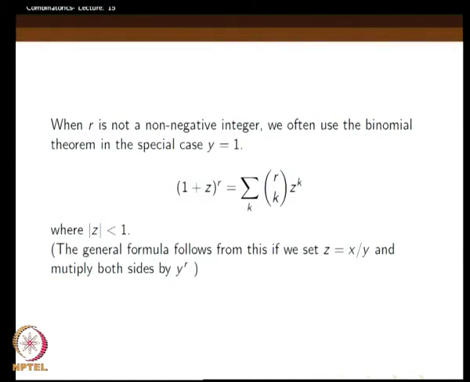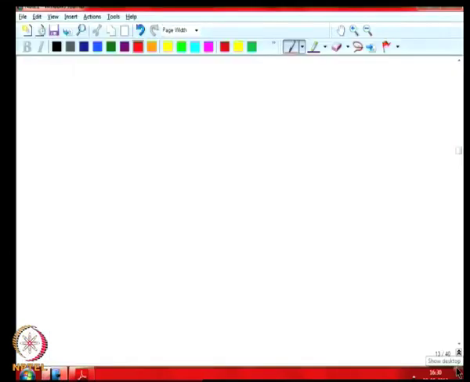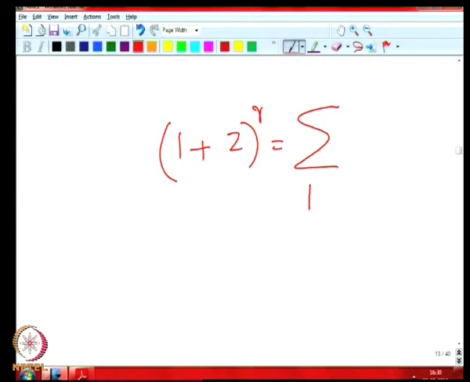Usually it is written as 1 plus z raised to r, as I had written earlier. So we will write 1 plus z raised to r is equal to the sum over k of r choose k, z raised to k, right? And we need modulus of z less than 1 for convergence.